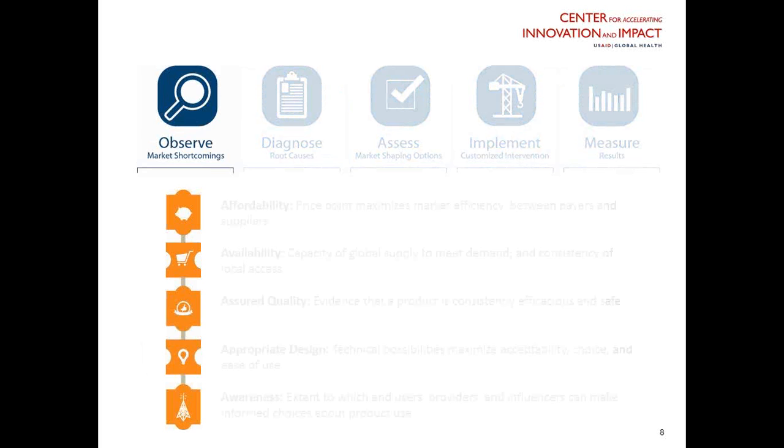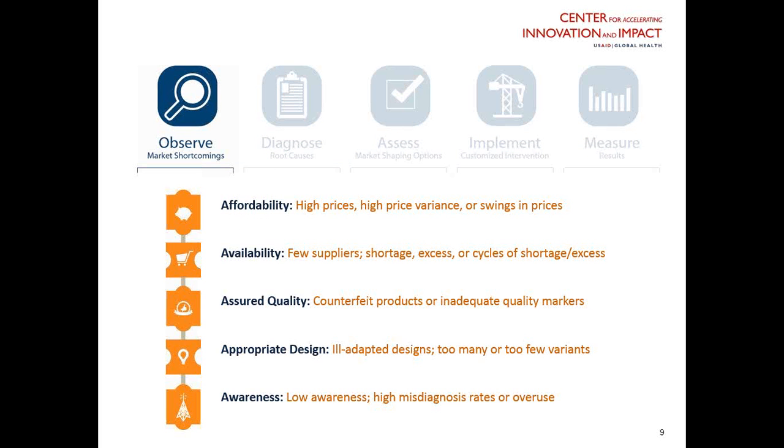So we start with observing the shortcomings. We symbolize them here with these puzzle pieces that are tied together with a ribbon to indicate that they really are intended to be considered as a set and not as a single characteristic of the marketplace in isolation. So these characteristics, shorthand 5 A's, we've listed as affordability, availability, assured quality, appropriate design, and awareness.